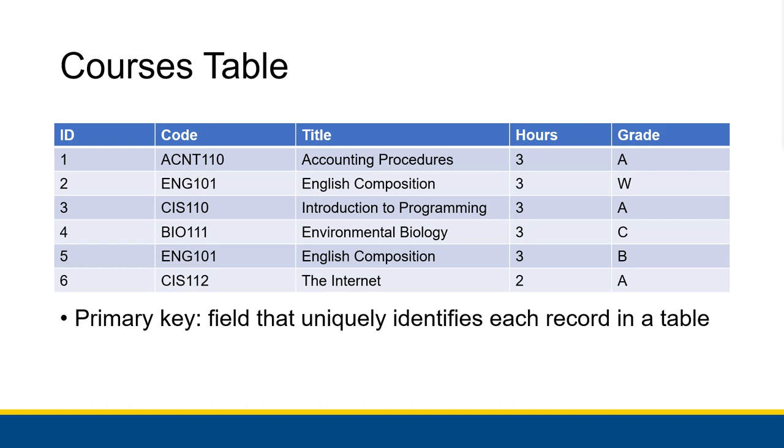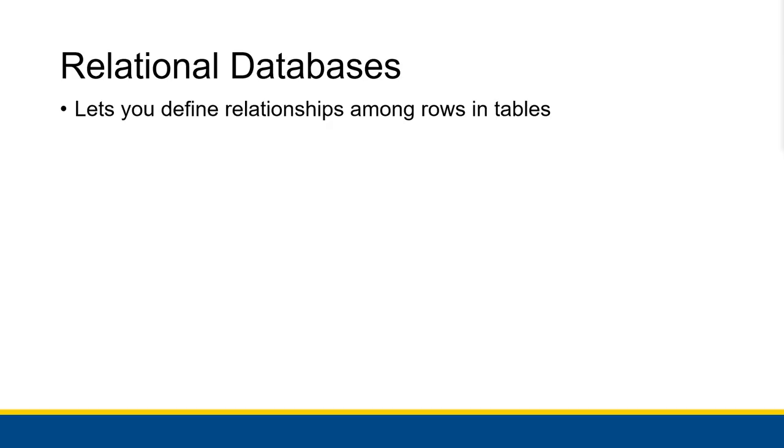But that primary key is really important in your database. You always want to have a primary key so that you can uniquely identify every single record in some way that no other record will be able to have access to. Now, there's a certain type of database which we will be working pretty much entirely with, which is known as the relational database, which lets you actually define relationships among rows and tables.